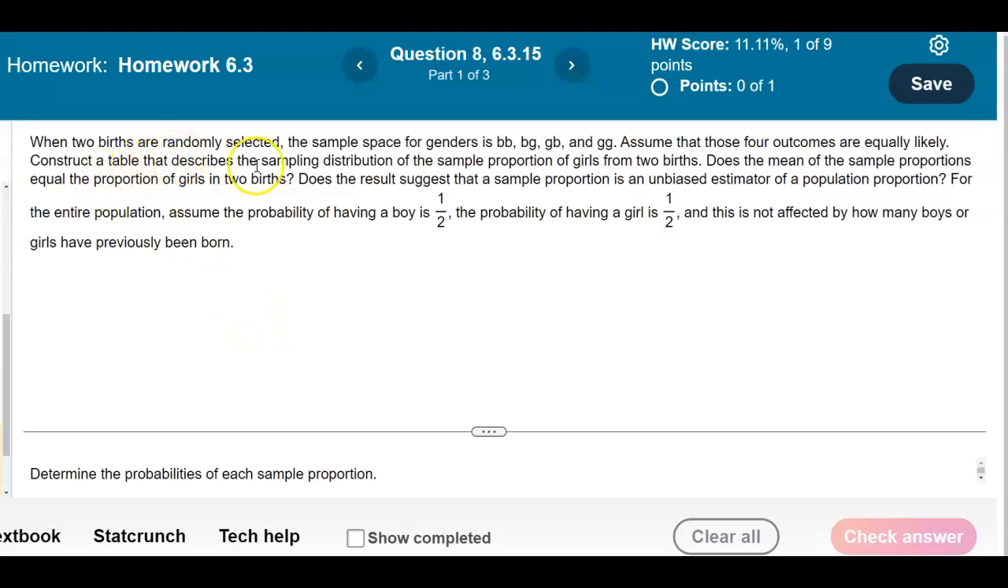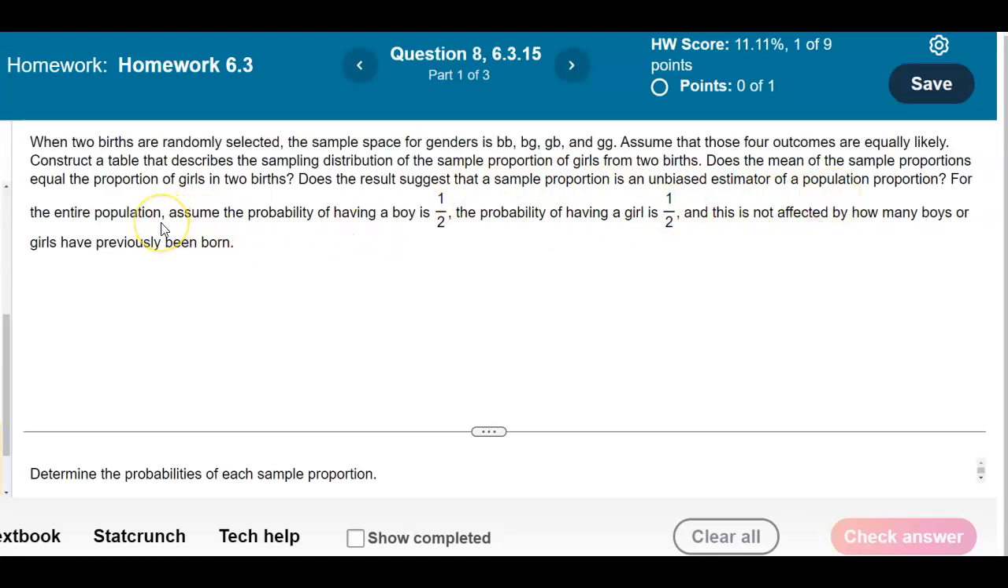When two births are randomly selected, the sample space for genders is boy-boy, boy-girl, girl-boy, and girl-girl. Assume that those four outcomes are equally likely. Construct a table that describes the sampling distribution of the sample proportion of girls from two births. Does the mean of the sample proportions equal the proportion of girls in two births? Does the result suggest that a sample proportion is an unbiased estimator of a population proportion?